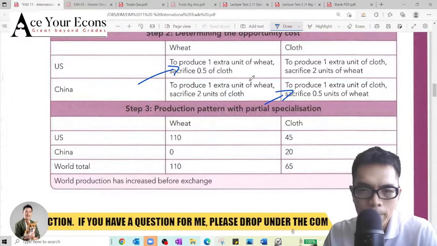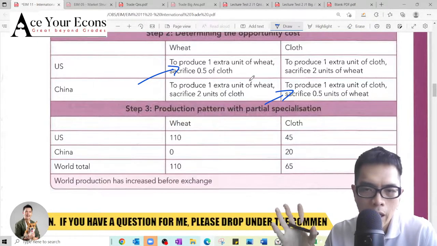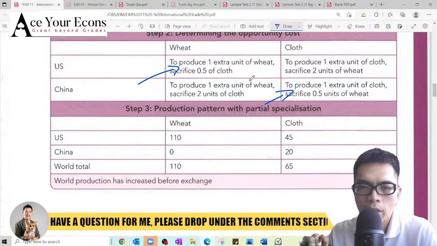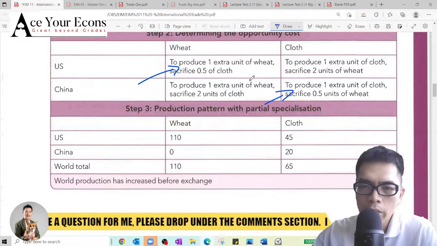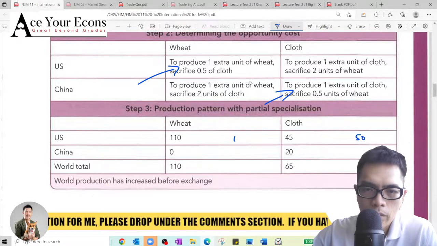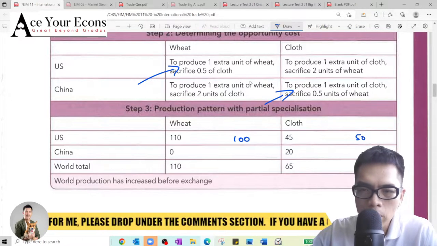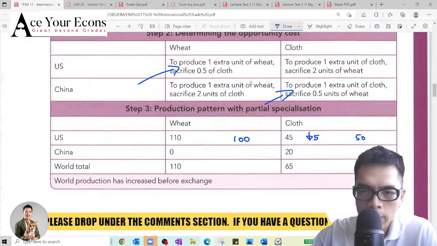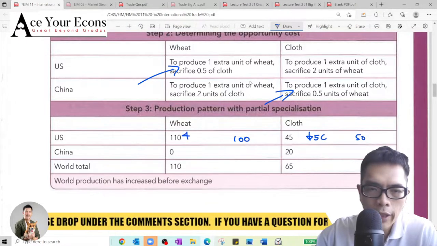The table especially, but there is an issue in illustrating how you get the numbers. That's the most important concept, and that wasn't explained. You realize that the initial figures here were 50 and 100. Most of the students did not tell me how the United States, when they give up 5 cloth, can gain 10 wheats.